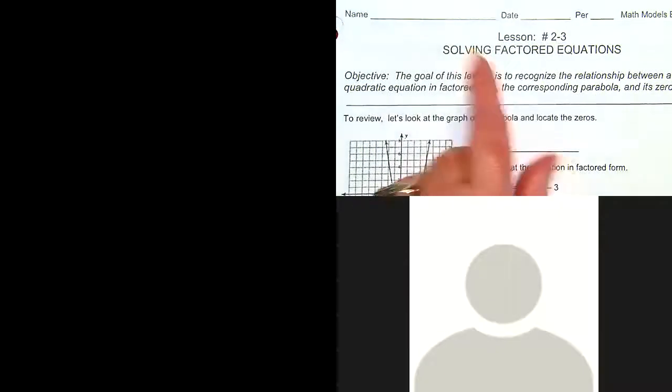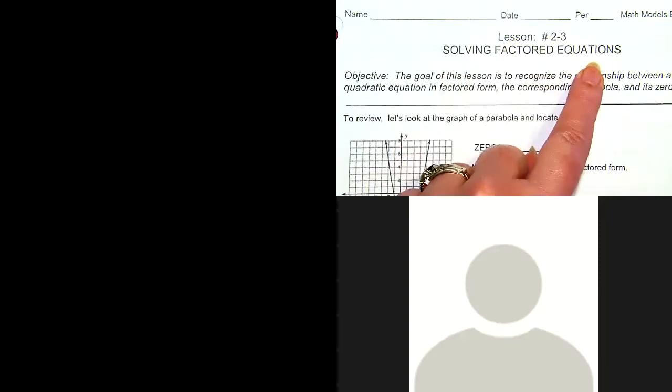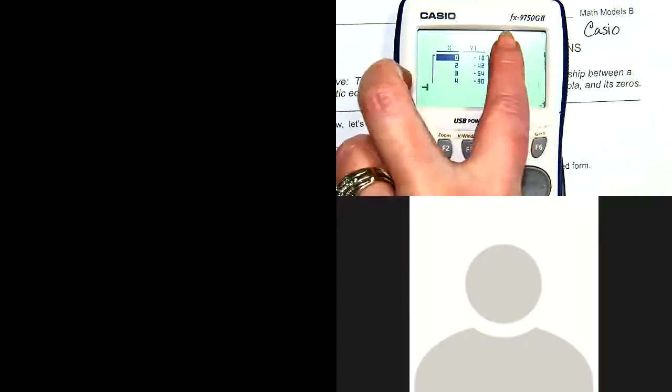Okay, so this is a recording for lesson 2-3, solving factored equations. And for this lesson, I'm going to be using the Casio calculator. This is the one that, if you've gotten a calculator from school, you have. And I have two ladies here with me today, and you guys feel free to jump in with your questions.